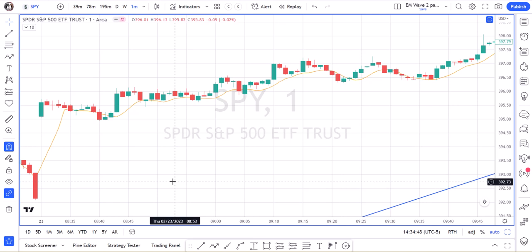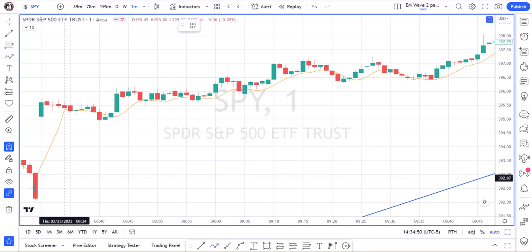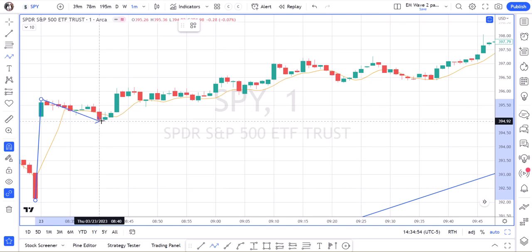So I'm going to draw that a little bit. We're going to go up to here, to there. Now we know that's our bottom because we have come below that and we have continued upward from there. So therefore, there's your low. Now we continue up, continue up.